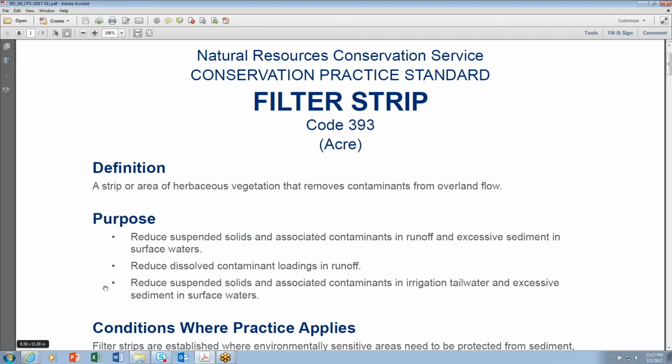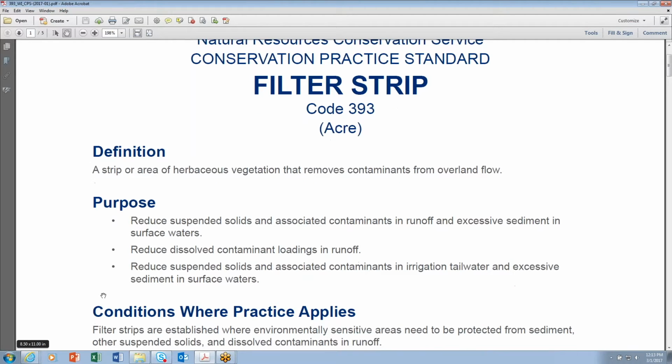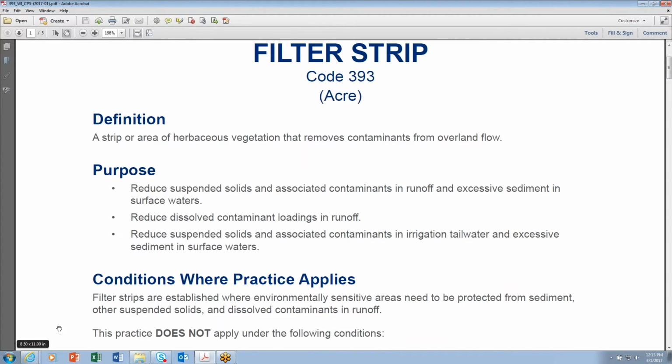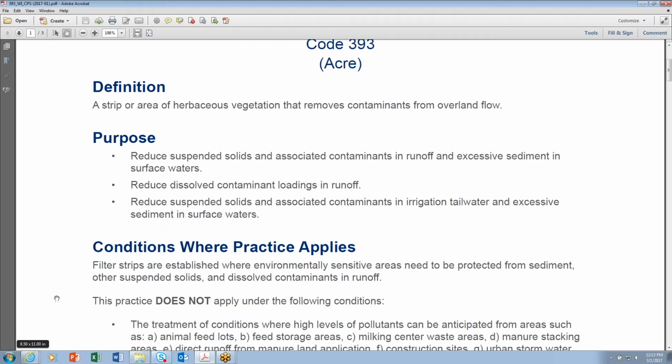And I will talk about where the condition does not apply so that we can be real clear on that. Phosphorus loading to surface water. Reducing suspended solids and associated contaminants in tailwater, and sediment to surface waters from irrigation tailwater, is also part of the filter strip standard. So this filter strip standard does apply where there are environmentally sensitive areas that need to be protected from sediment, other suspended solids, and dissolved contaminants that are coming off from runoff.